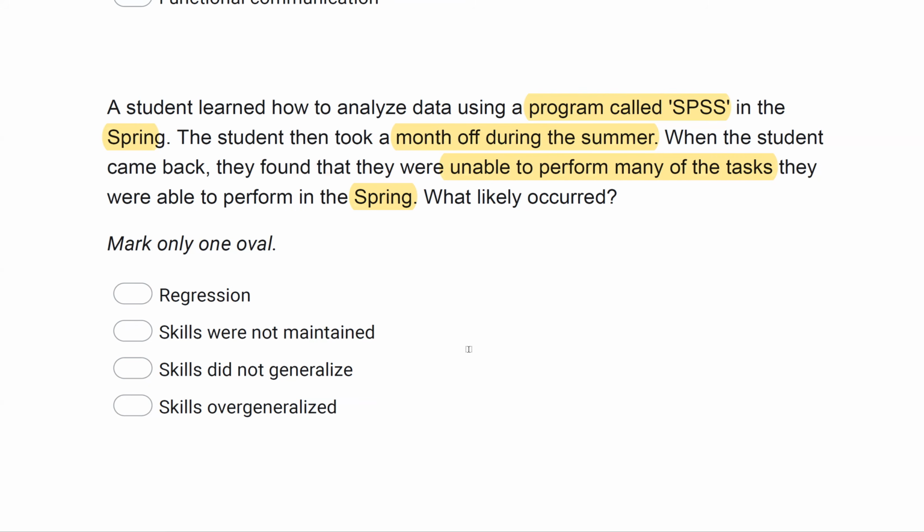They're unable to maintain these skills that they were once able to do prior to taking the month off during the summer. So when skills go away, once teaching stops, we call that a failure to maintain. And we always want skills to maintain because we can't constantly teach everything. Eventually, we need to stop teaching and move on. So we want skills to maintain. That's one of our goals.